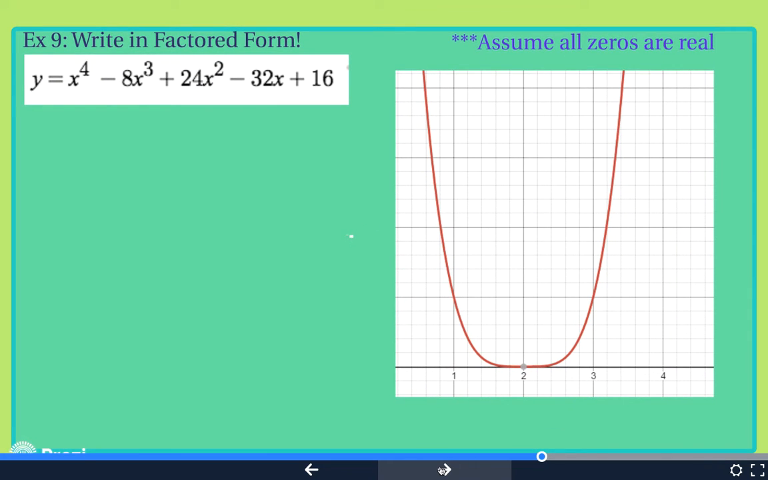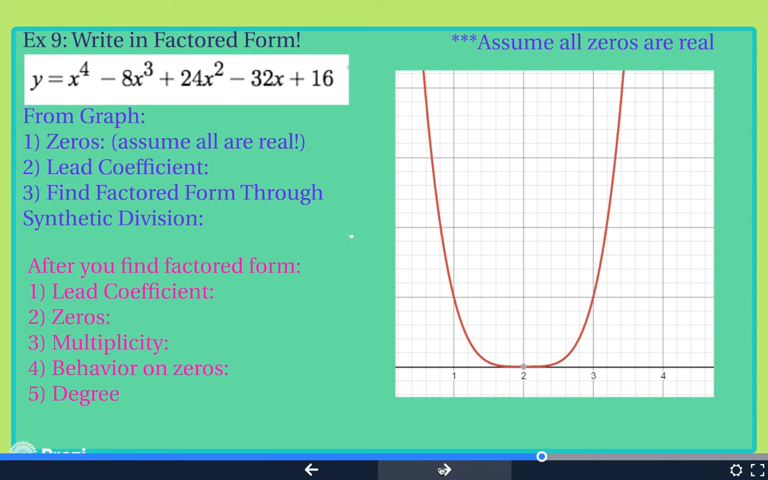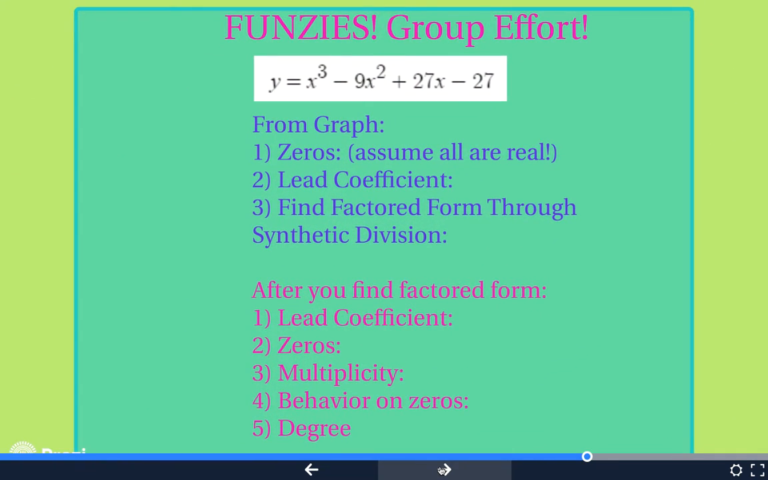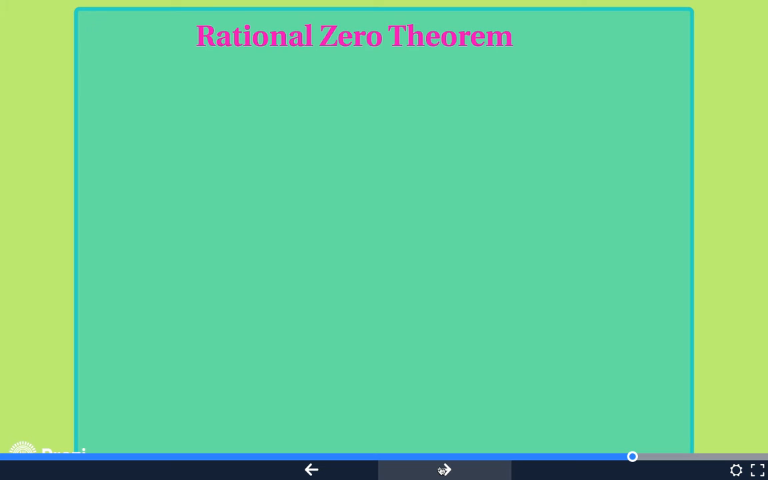Okay, so example 9 is basically the same thing as example 8. If you felt confident about example 8, I recommend that you try example 9 on your own and fast forward to the end and see if you get it right. So go ahead and pause the video and watch example 9. That's a funsy, you guys will have to wait on that one.